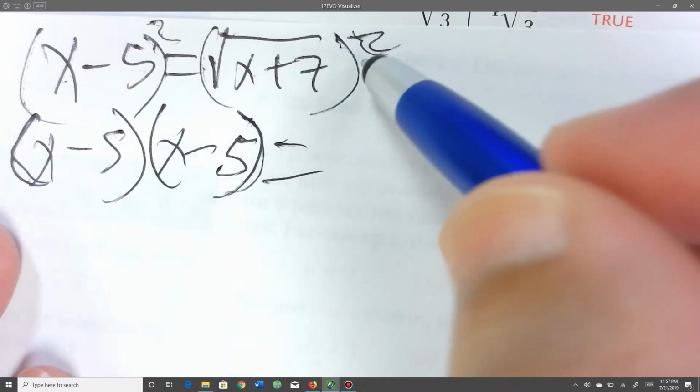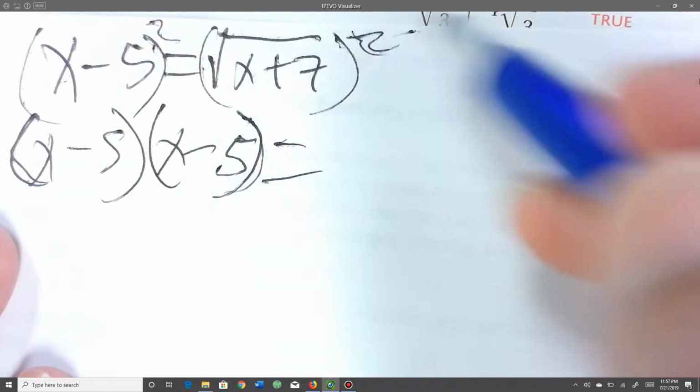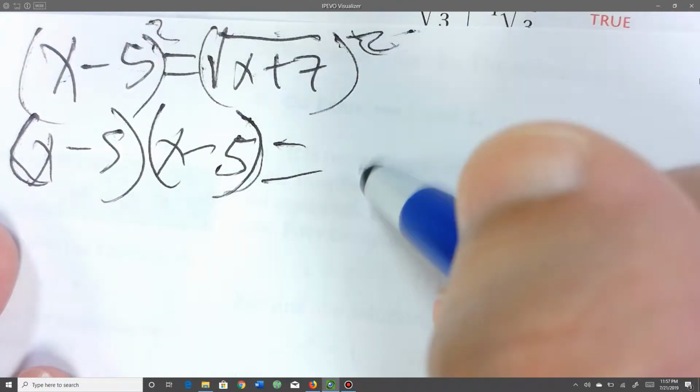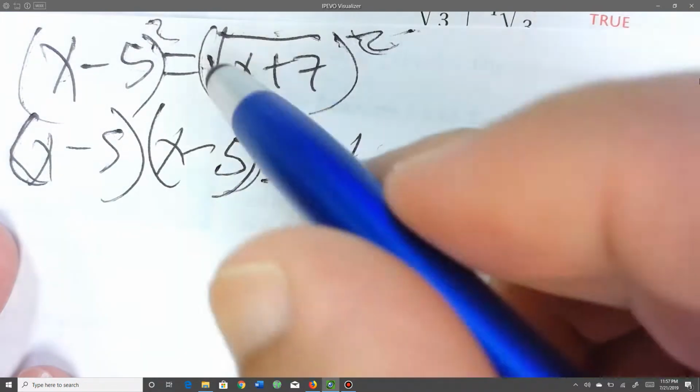Equals, well, in this case, those 2 cancel out. They cancel each other out, the square root and the power 2.